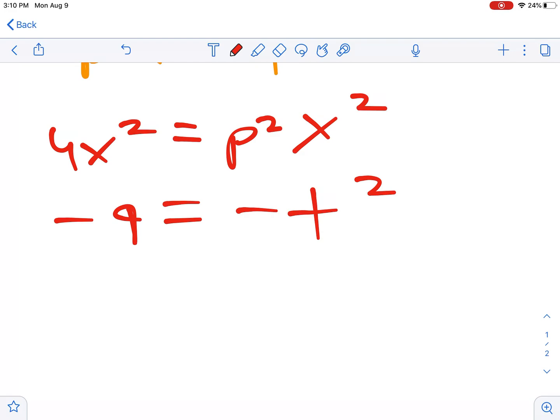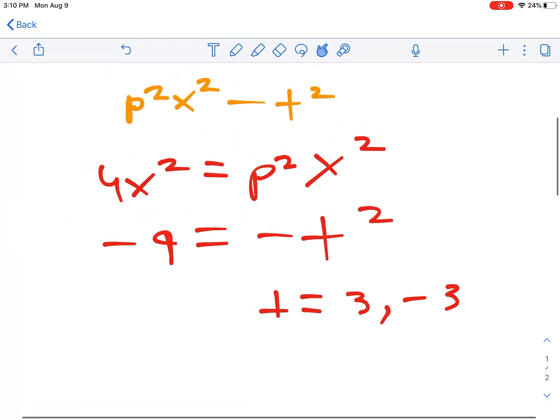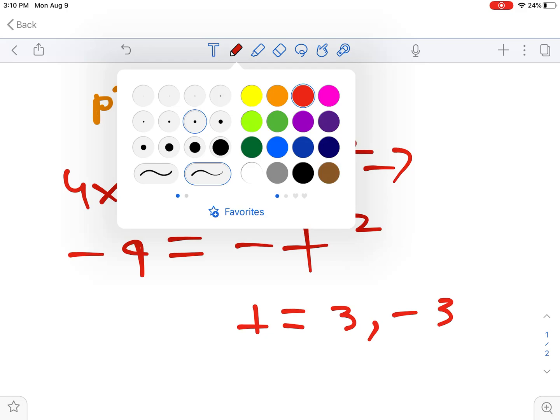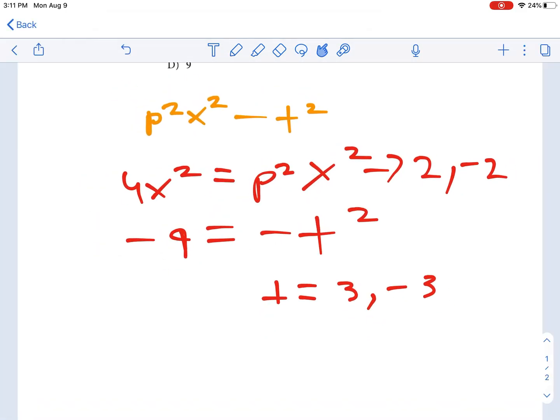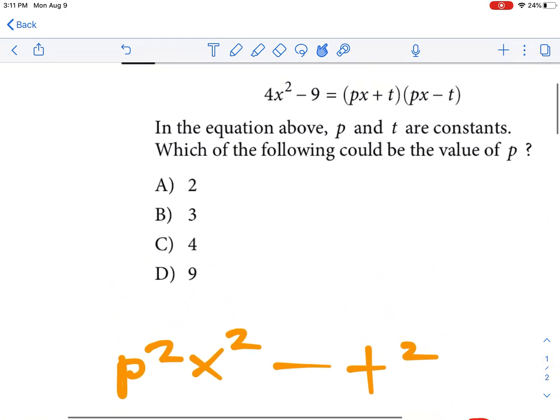So to get negative 9 where the negative is outside, t could equal either 3 or negative 3, because if you square 3 or negative 3 you get 9. And if you look at the p squared x squared part over here, to get 4 from p squared, we could have either 2 or negative 2, because once again, if you square those, it's going to equal 4. So we know that p has to equal either 2 or negative 2. And if we look at the answer choices, they only gave us positive 2, but it's only asking us which of the following could be the value of p. And so that's how we know that A is the correct answer to this problem.